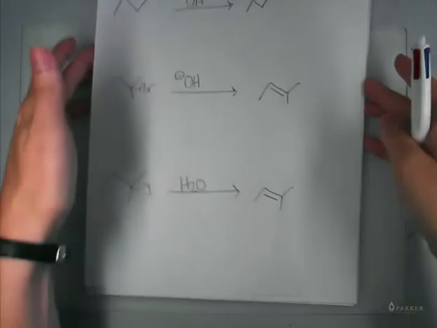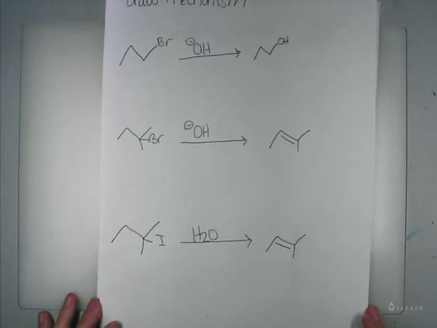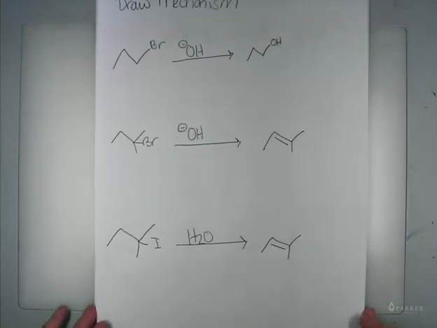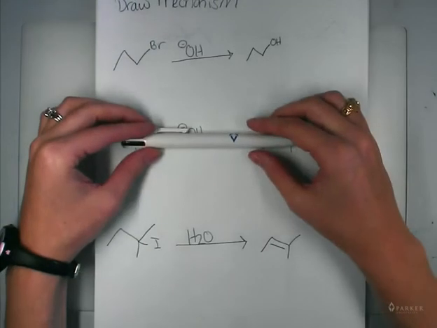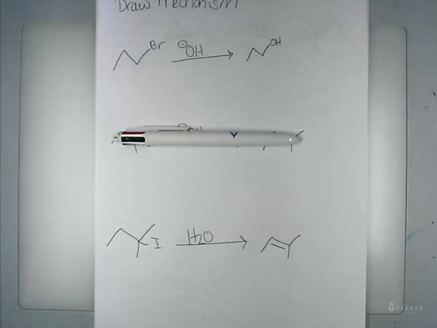Okay, now we need to look at mechanisms. The last topic in 6. And we're going to do all of them. Okay, so do the first one. Look at it and tell me the mechanism. What is a mechanism, first of all? What are we going to do with all the arrows and everything?